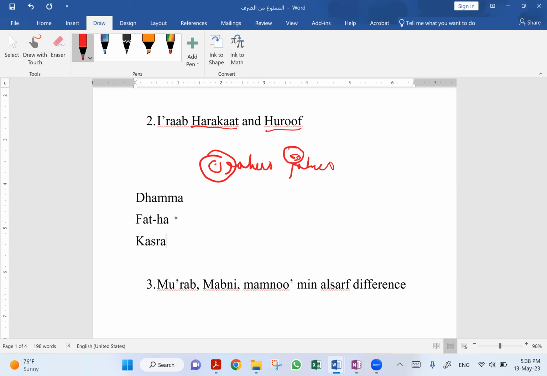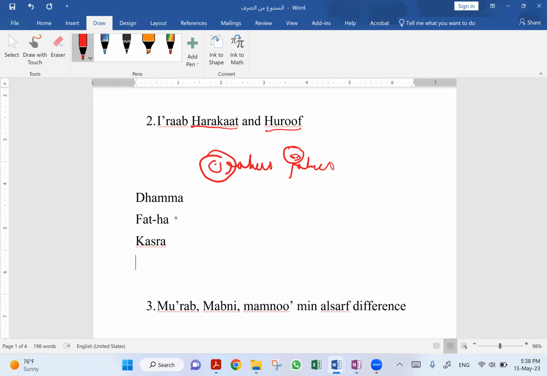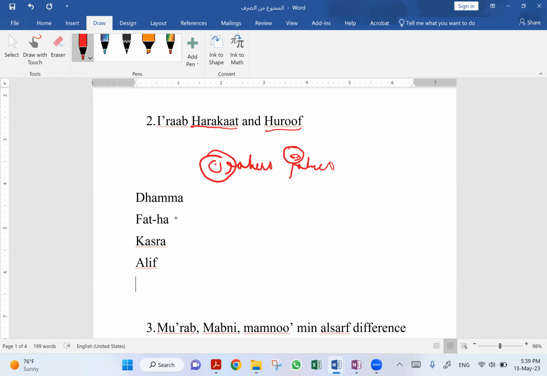And of course, the tanween as well, if it is tanween, if it's not. But these are the basic harakat that we deal with. Also, we deal with certain huruf, letters, like alif, like wow. How do I spell wow? Wow, like that. So we have alif, we have wow, we have ya. What other huruf do we have? Yeah, then we have something called subut noon or harf noon.